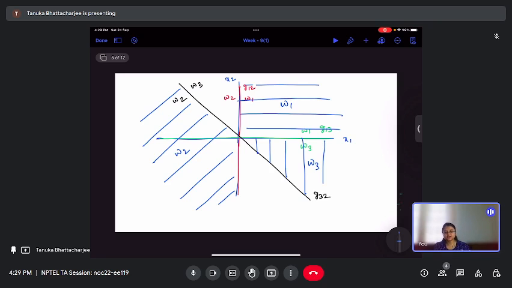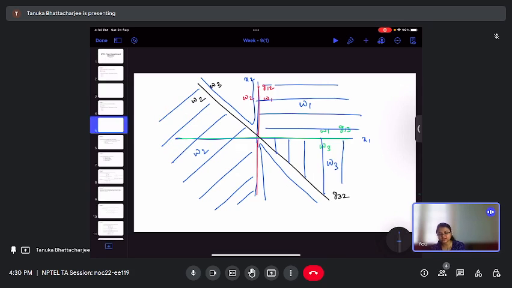You see there are two regions which are still white. This is one region and this is another region. These two regions do not belong to any of the classes. So, these are basically the ambiguous regions. If a point belongs to this region, then you cannot tell which class it belongs to.